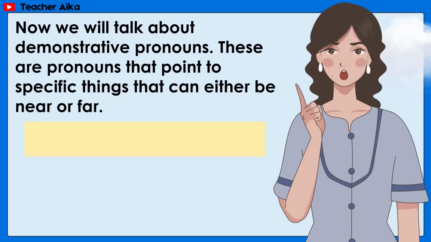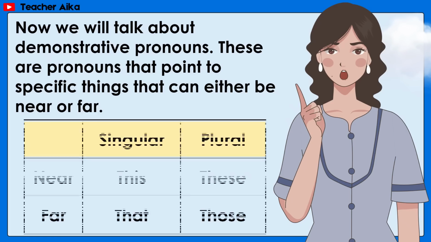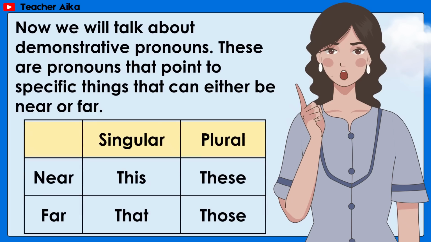Now, we will talk about demonstrative pronouns. These are pronouns that point to specific things that can either be near or far. Near, singular, this. Near, plural, these. Far, singular, that. Far, plural, those.